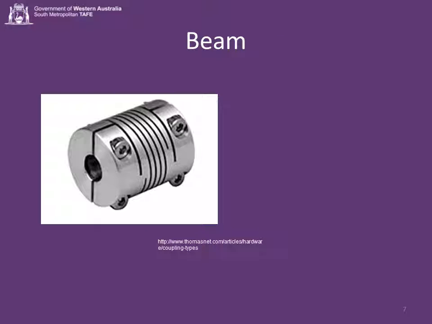The beam coupling consists of a single or multiple helical cuts in a cylinder of metal. This typically accommodates parallel misalignments of about 0.5 millimeter and angular misalignments of about 7 degrees. They're primarily used for motion control applications where torques are typically below 10 Newton meters. Zero backlash designs are also available.